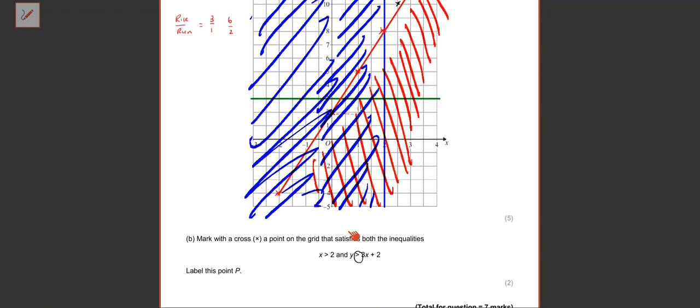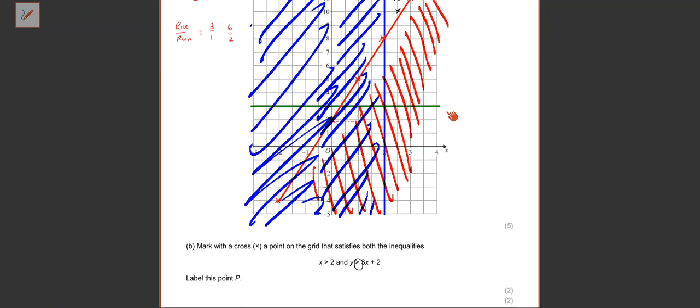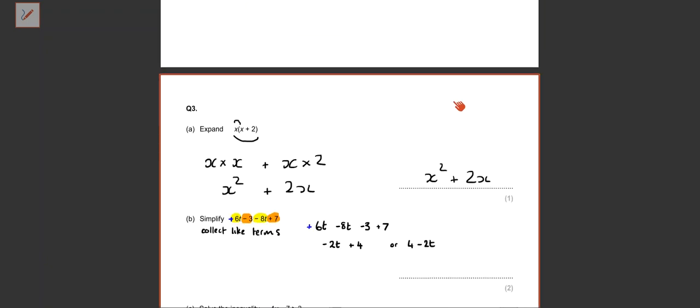Don't forget, label the point P. You should have put a P there. I'm not going to penalise you this time.